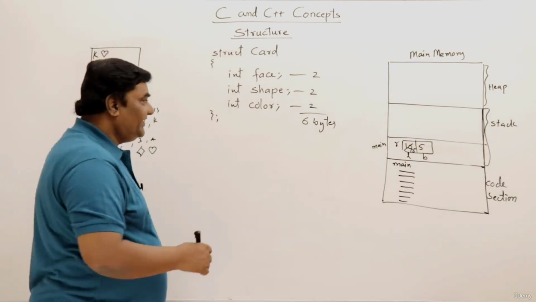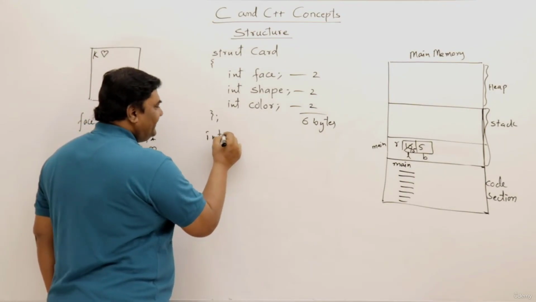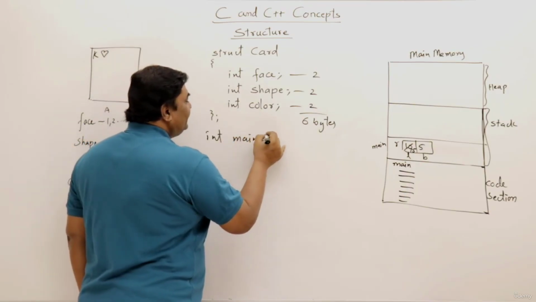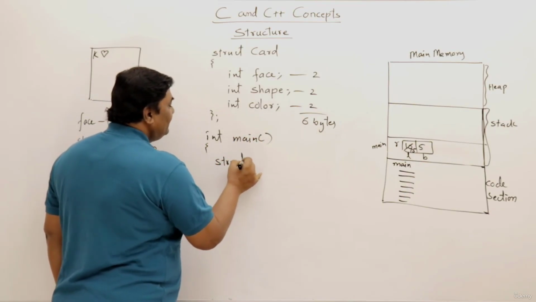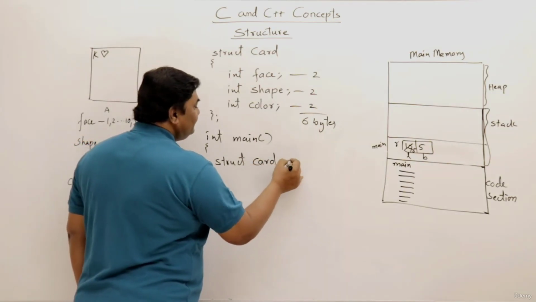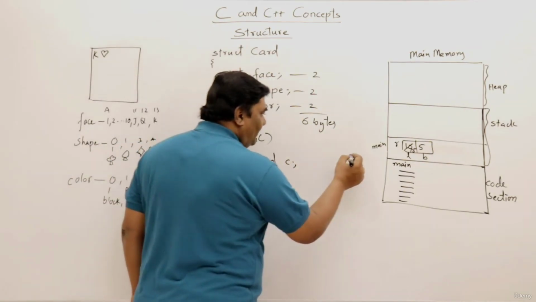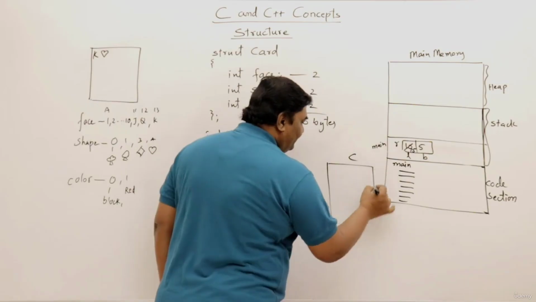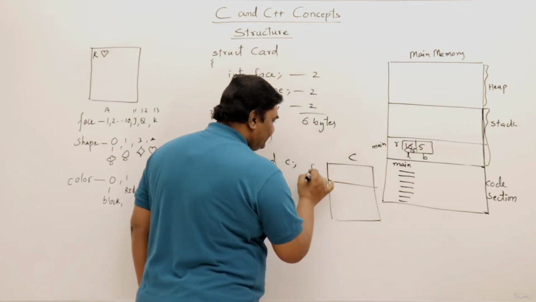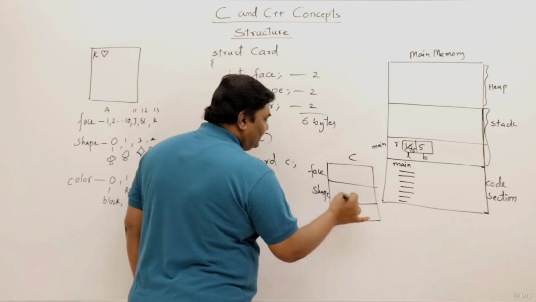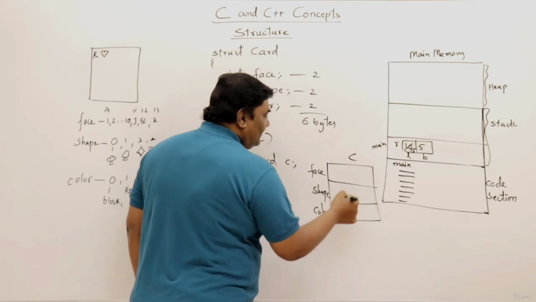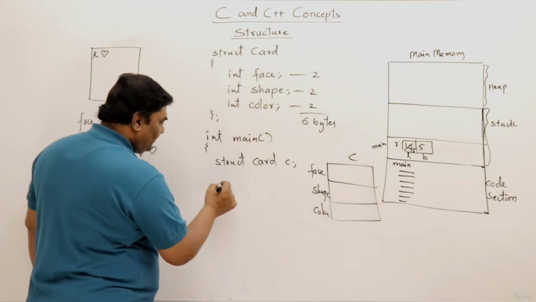Now let us declare the variable. So inside the main function, if I declare a variable of this type structure, I can have a playing card, struct card, and just C. Now this C, how it will occupy the memory, it will have 3 members. First one is face, the second one is shape, right? And the third one is color. Now I can access all these members by using the dot operator.